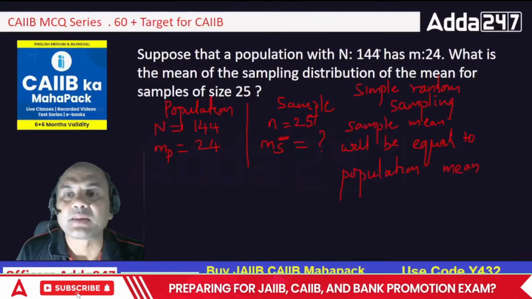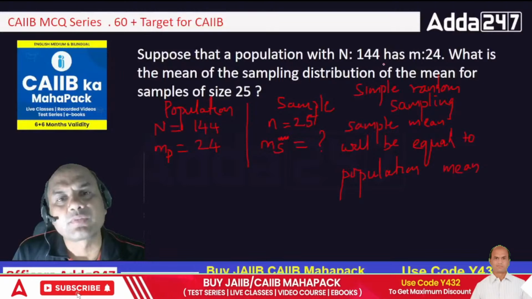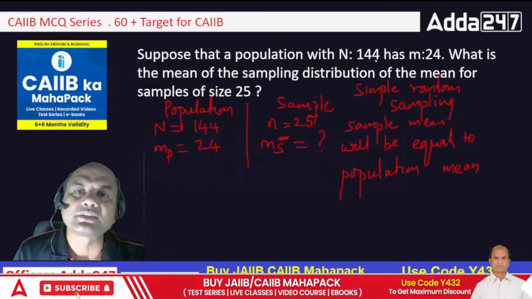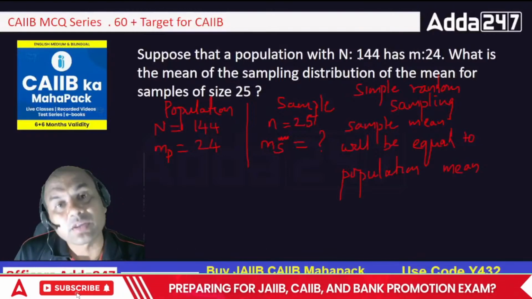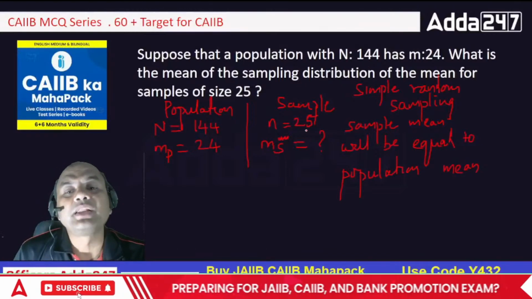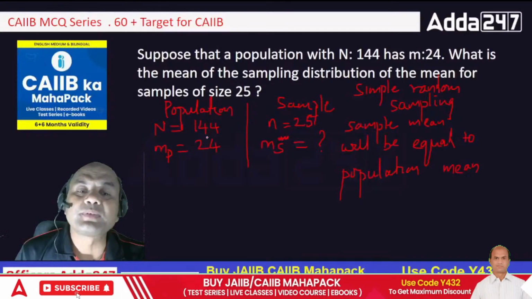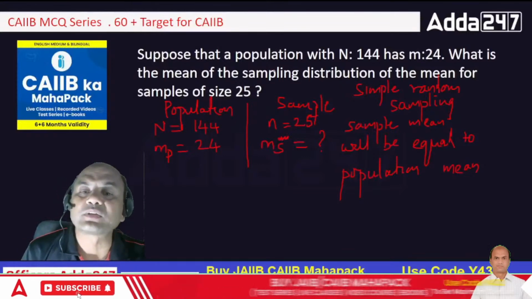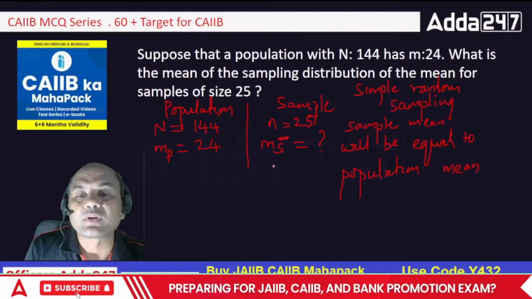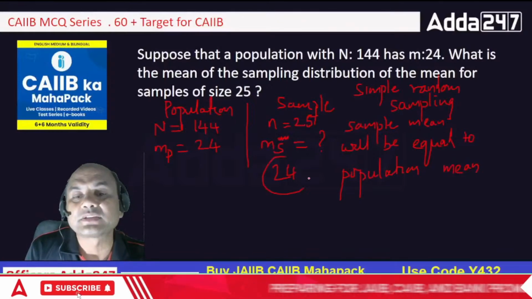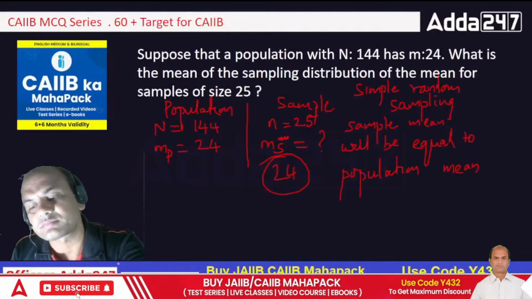Because in simple random sampling, every element has got an equal chance. So all the elements have equal rights as such. And because of this, the mean of the sample will always be equal to the mean of the population. So the answer over here will be 24 again. So this is what I want, 24. This is my answer.